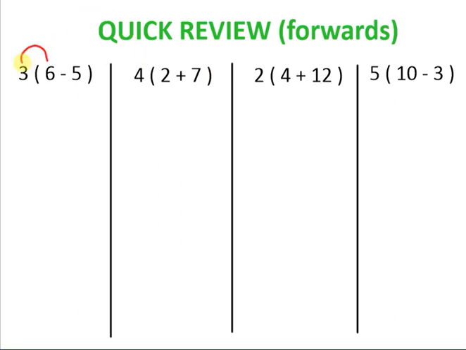All right, so let's take a look at forwards distributive property one more time. So I'm going to distribute the 3 to the 6. 3 times 6 is 18. Bring down my subtraction sign. And then distribute the 3 to the 5. 3 times 5 is 15. 18 minus 15 is 3.